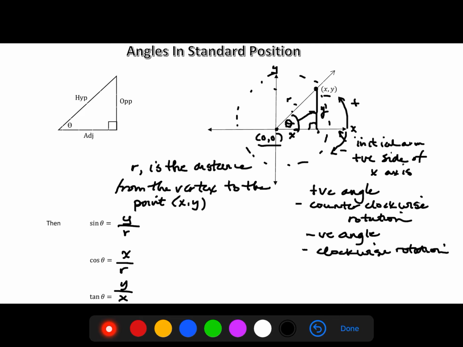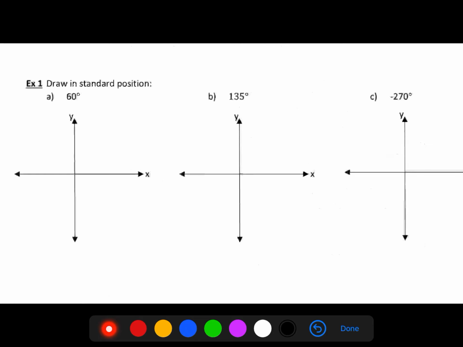We also want to keep in mind the Pythagorean theorem. This is still creating a right angle triangle, so x squared plus y squared is equal to r squared. And that's going to help us determine our three ratios if we only have the point, or if we have the x value of the point and the radius.